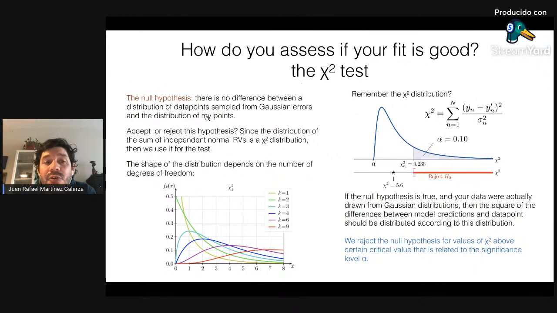Basically, you start from assuming a null hypothesis. So it's your base hypothesis. You're trying to assess if the fit of your model to your data is good. So what you need to assess is whether there is a difference between the distribution of your data points and data points that are sampled from a Gaussian distribution. If those distributions are similar, if they are the same, then your model is probably right, correct? So how do we decide whether we accept or reject that hypothesis?